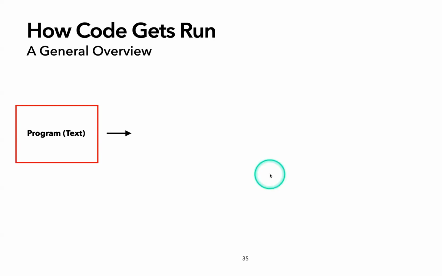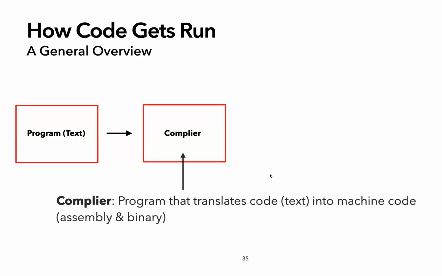It goes through a program called a compiler. A compiler translates that text, those characters, into machine code. And by machine code, I mean ones and zeros, which is called binary. Your CPU understands ones and zeros. So the compiler's job is to take your English program and translate it into ones and zeros so that the CPU can run those instructions.